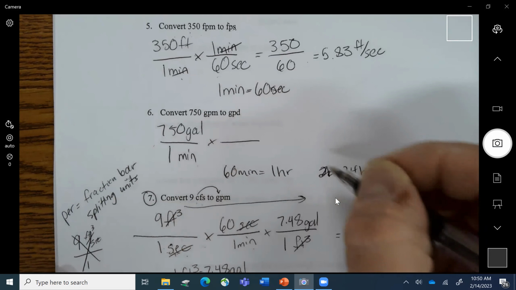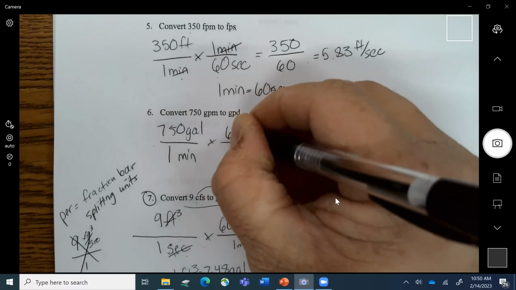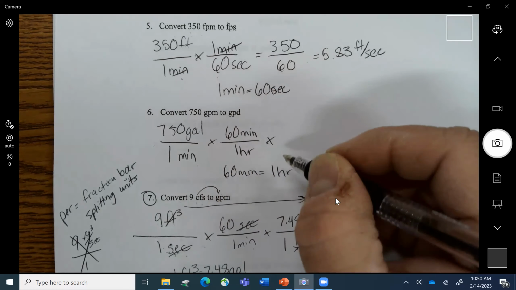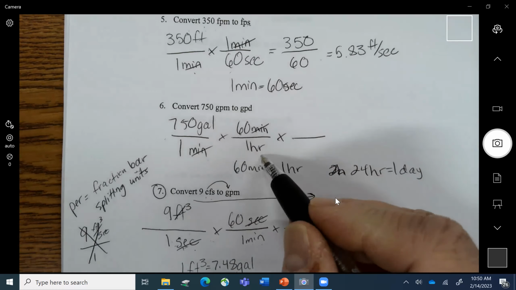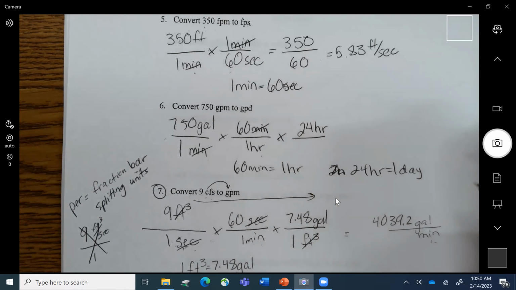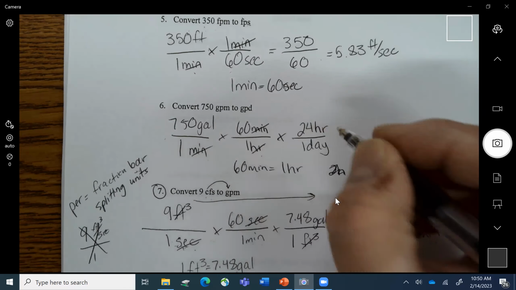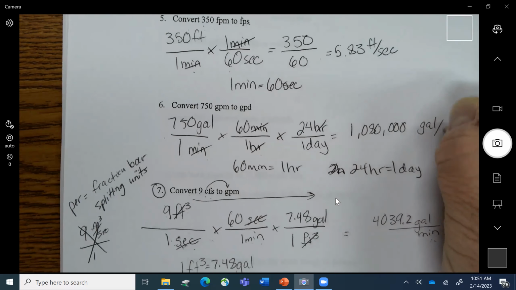If minutes are on the bottom, where do my minutes have to go to cancel? They have to go on the top. So 60 minutes here, and 60 minutes equals 1 hour. That cancels that. If I have hours on the bottom, where do hours have to go to cancel? 24 hours here. 24 hours equal 1 day. So they would cancel like that. This would be 1,080,000 gallons per day.